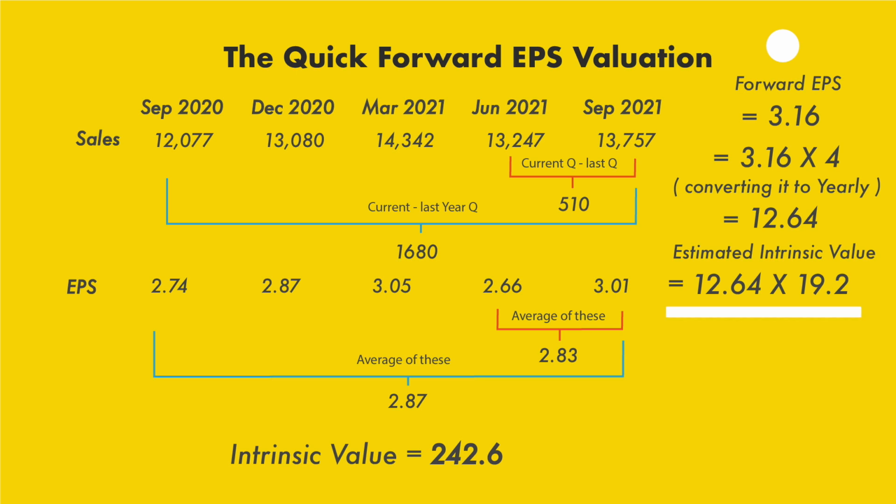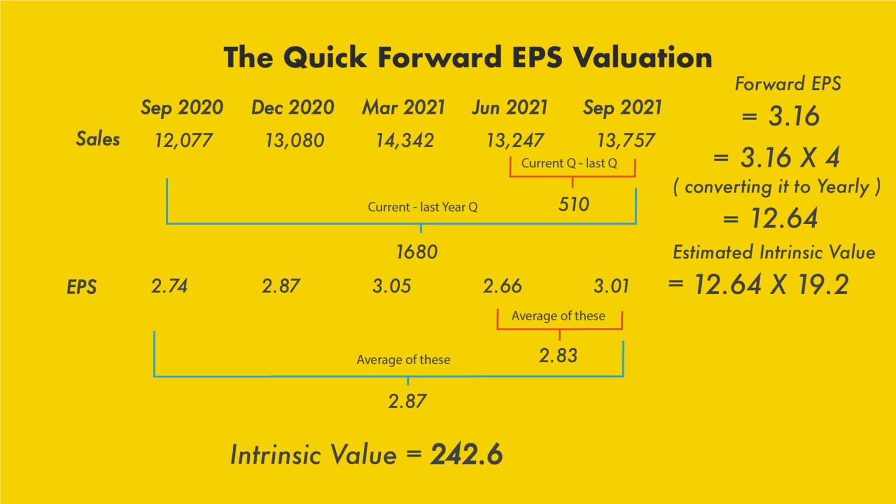Now the final step is that we have to multiply this by the average PE number, which is 19.2. Once we do that, we get the intrinsic value of the company at 242.6. So this amount that you see is a bit more accurate than what we got in the last example. Why? Because we are doing everything manually.